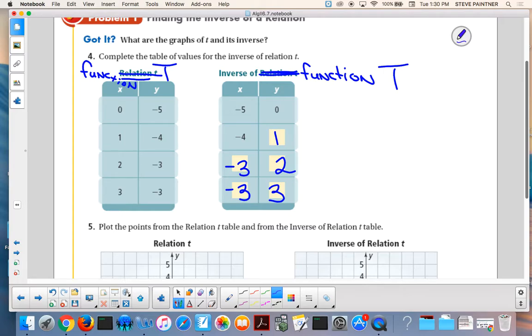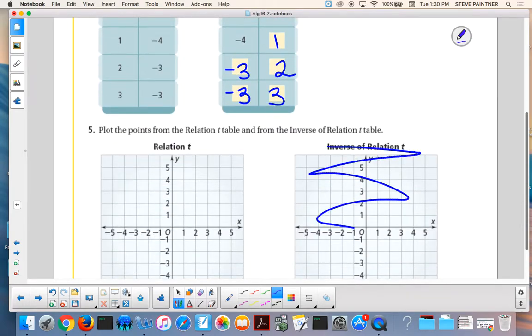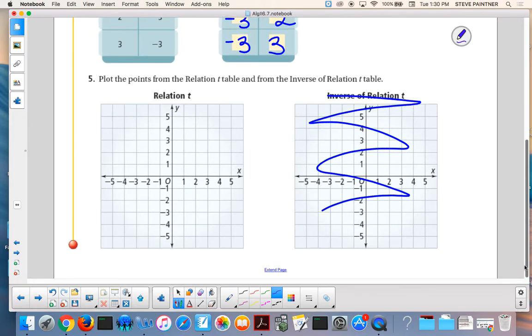I don't want you to do that. I want you to do this. Kind of cross this one out. What I want you to do is actually graph it here, both of them. So if I look at this table, this is function t.